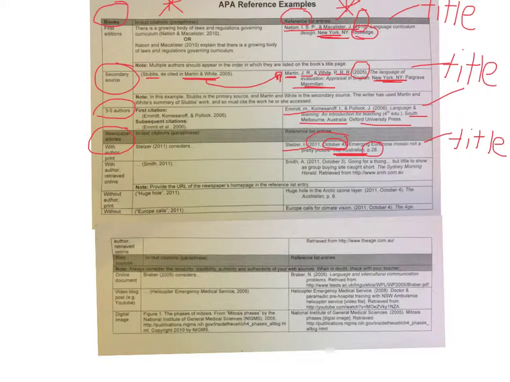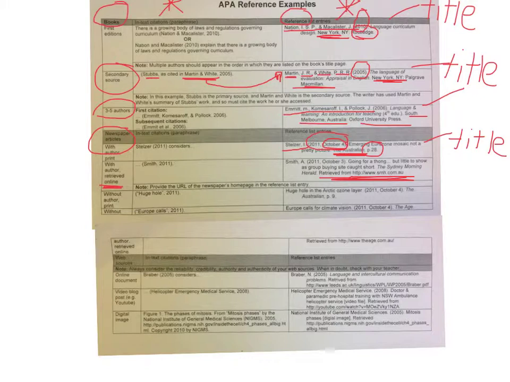So what about if you've got a newspaper article that was retrieved online? You would do the exact same thing as the printed newspaper article, except instead of writing the page number, you will write retrieved from, and then you will copy and paste the internet URL right next to it.